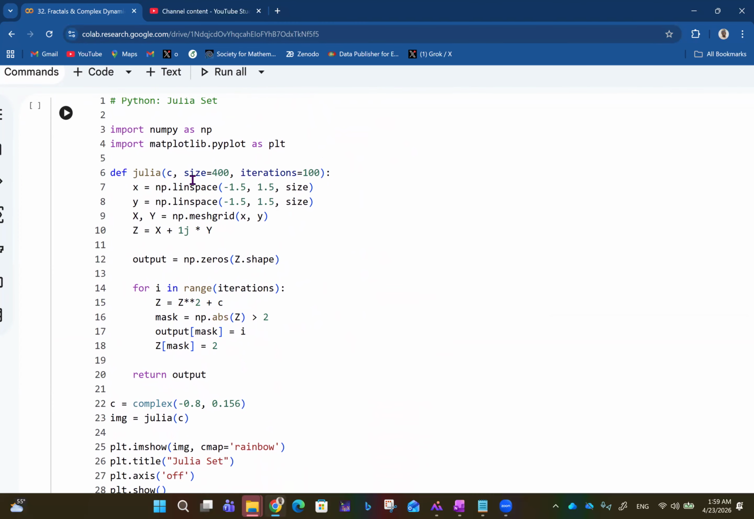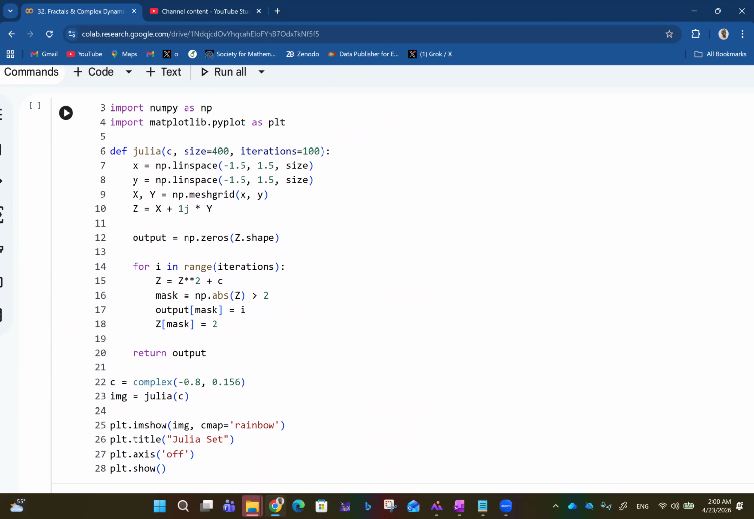So you have Julia X. You define your X, you define your Y, and then you have X and Y on a mesh grid. Then you have Z to be X plus iY, and then this is where you define the iterations. So here you have output is zeros of Z shape. This is more like some initialization. So for i in the range of iterations, you have Z equals Z squared plus C, right? And then you mask it, you output the mask and all that.